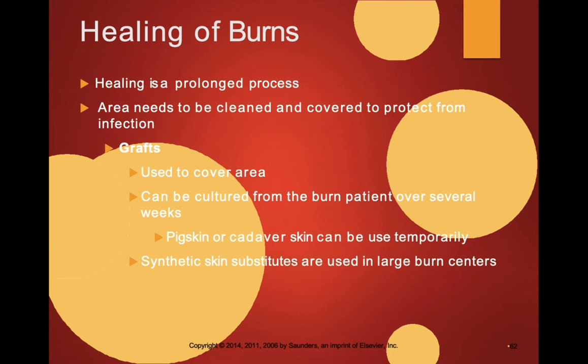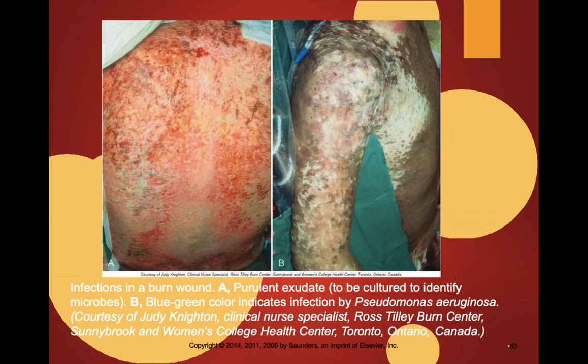Healing is a prolonged process. The area has to be cleaned. It's got to be covered to protect it from infection. And in certain instances, we could use grafts, which is a technique that's used to cover the area. It can be cultured from the burn patient themselves. It can take several weeks for that to grow. Sometimes they use pig skin or cadaver skin that could be used temporarily. And in many instances, it's synthetic skin, which are substitutes that are used in large burn centers.